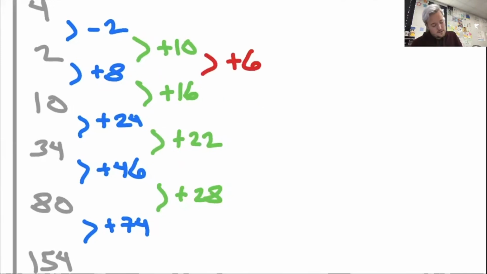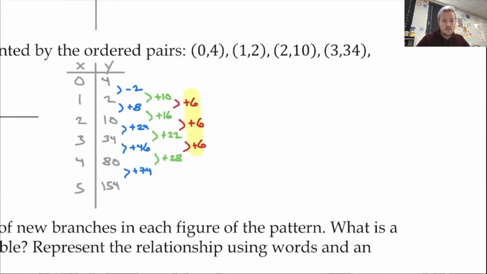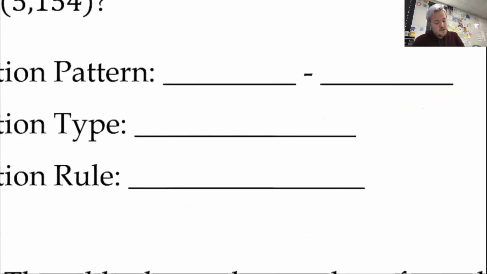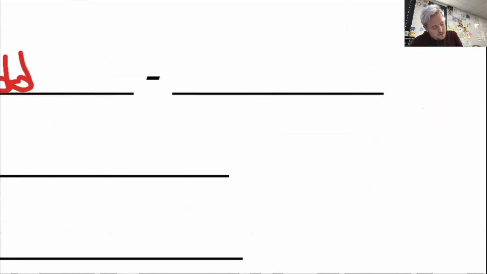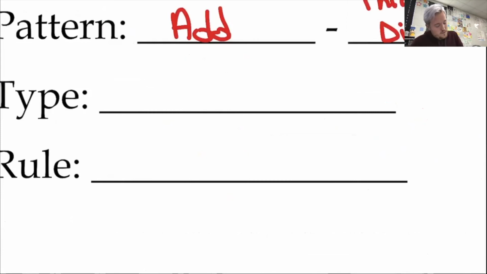So 10 to 16 is +6. 16 plus 6 gives you 22. 22 plus 6 gives you 28. Now that we have a clear, consistent change, that is a third difference. So over here, your function type is going to be add, and third difference, all right, which means it's going to be cubic.